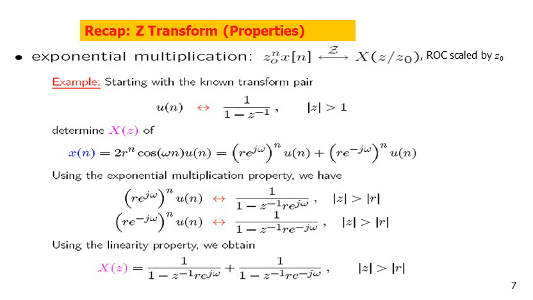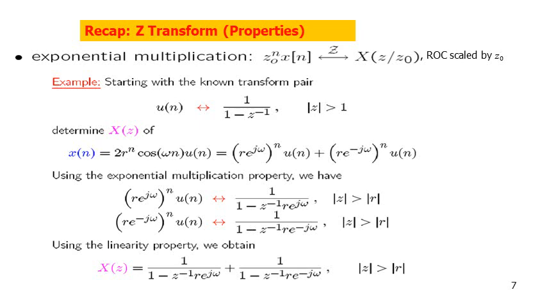The example here is to determine the z transform of x of n, which is r^n cos(omega n) u(n), where r is a constant. If you remember, in the linearity property, we found the z transform of cos(omega naught n) u(n). Now that x of n is multiplied by r^n, in the z domain the z-axis should be scaled by r, which is what you can see from the z transform of the sequences below.